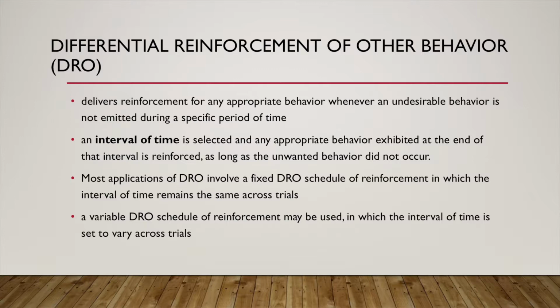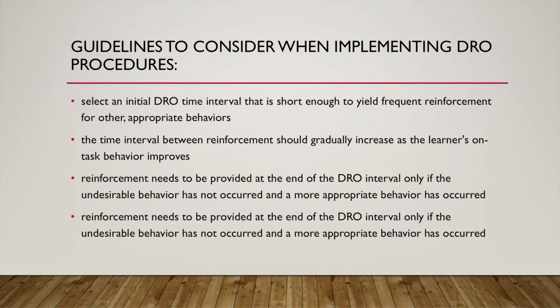Alternatively, a variable DRO schedule of reinforcement may also be used, in which the interval of time is set to vary across the trials. For example, a variable DRO schedule might consist of 15, 30, 45, 60, and 90 seconds, etc., arranged to occur in a random order. And there are some guidelines to consider when implementing the DRO procedures.